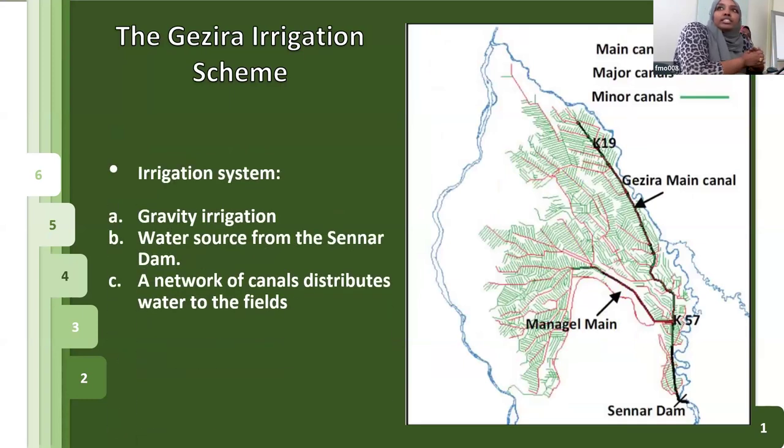Coming to the irrigation system in the scheme, the irrigation system is gravity irrigation. The main source of the water is Sinnar Dam, which is located on the Blue Nile. It consists of an extensive network of canals, totaling approximately 5,000 kilometers in length. The irrigation system comprises two main canals, the Gezira Canal to irrigate the Gezira sectors and the Managil Canal to irrigate the Managil sectors. It consists of 11 branches, 107 major canals and approximately 1,500 minor canals.